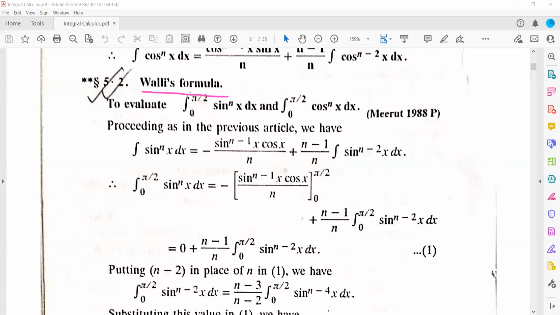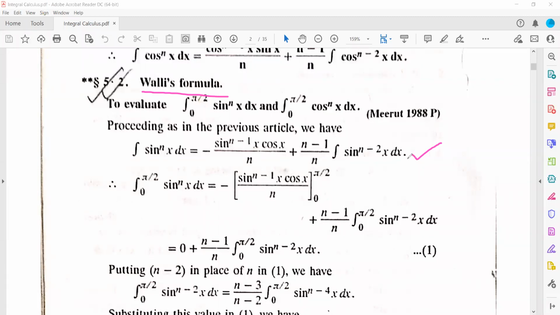So we have already got the reduction formula for sine to the power n x dx. Is it not? As we have already done, the integration of sine to the power n x dx is this one: minus sine to the power n minus 1 x into cos x by n plus n minus 1 upon n times sine to the power n minus 2 x dx. So this you have already calculated, and we have already deduced this formula.